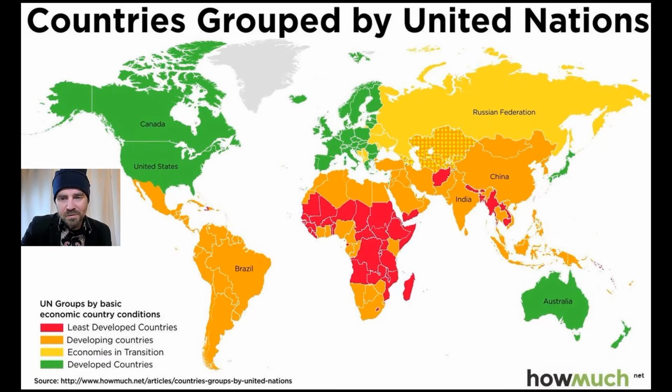This one's a bit more interesting. This is countries grouped by the United Nations about the level of development in their economy. Have a look at that. So have a think to yourself. Which areas, continents are the most developed? Which are the least developed? Why do you think that might be? Is there a correlation between the first world and the developed countries and the third world and the least developed countries? Might be.